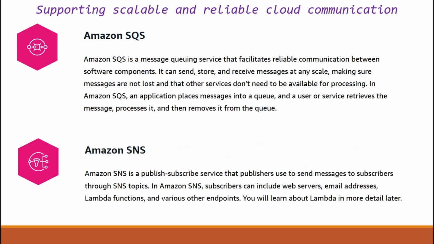Next, if we talk about Amazon SQS, it is a messaging queue service that facilitates reliable communication between software components. It can send, store, and receive messages at any scale, making sure messages are not lost and that other services don't need to be available for processing. In Amazon SQS, an application places messages into a queue, and a user or service retrieves the message, processes it, and then removes it from the queue.